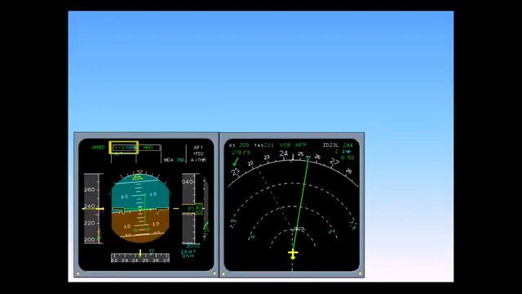The cardinal rule is LNAV must be engaged before VNAV. Thus, when you engage the heading mode, LNAV disengages, and VNAV automatically reverts to the current vertical speed.